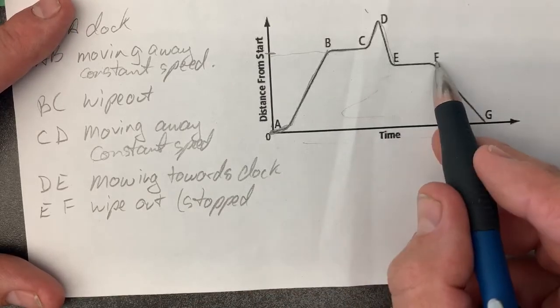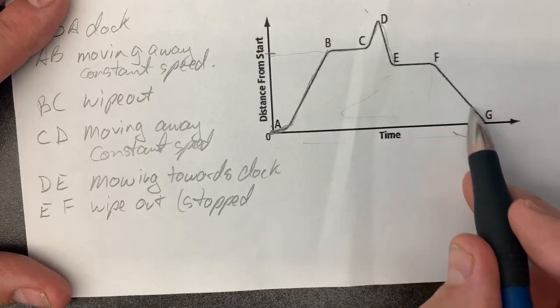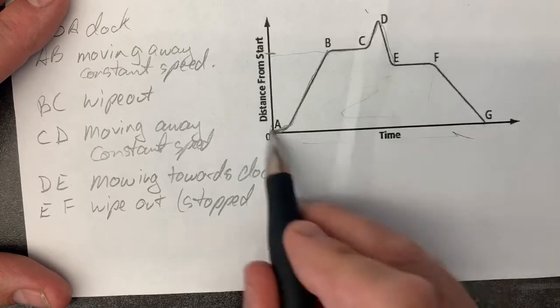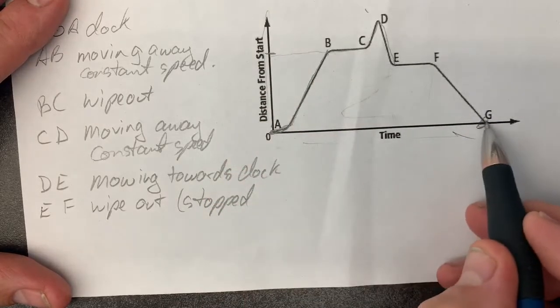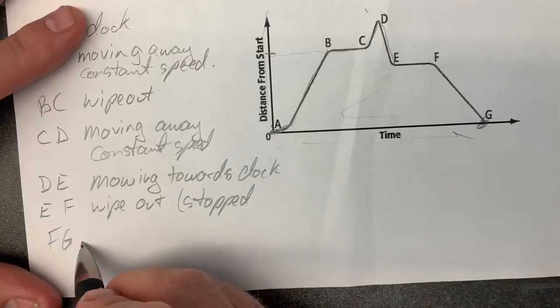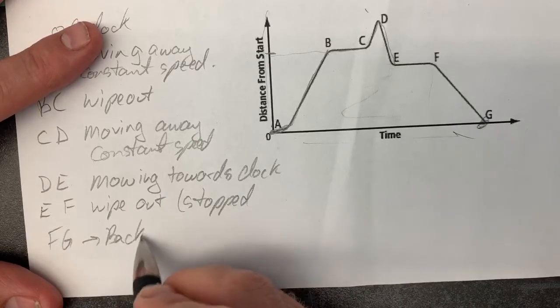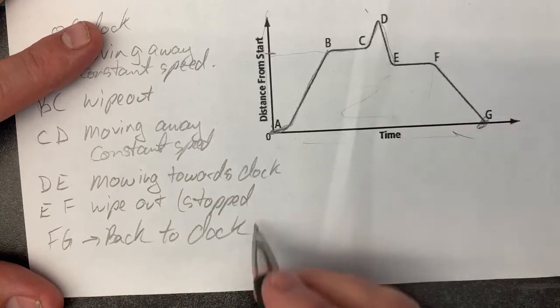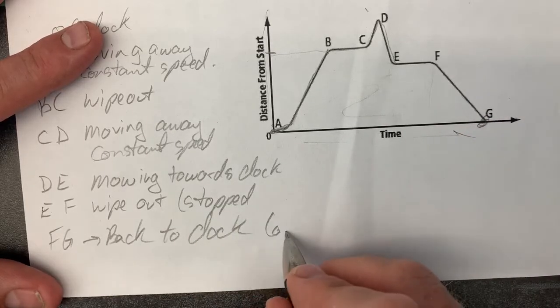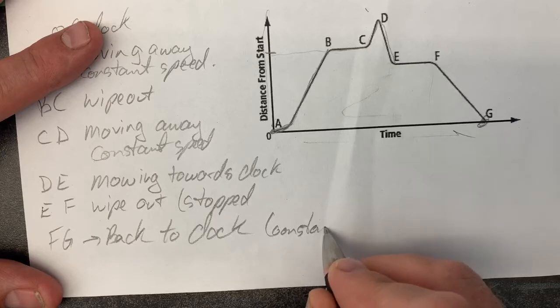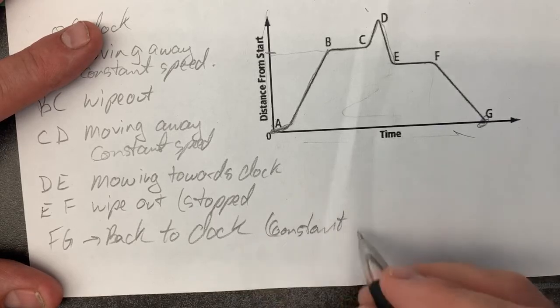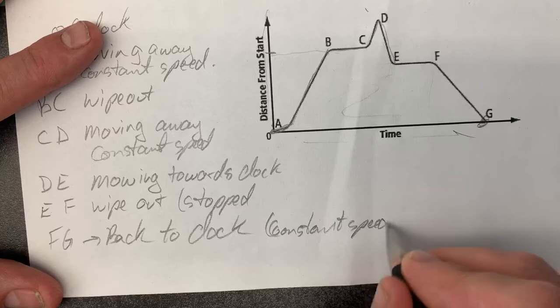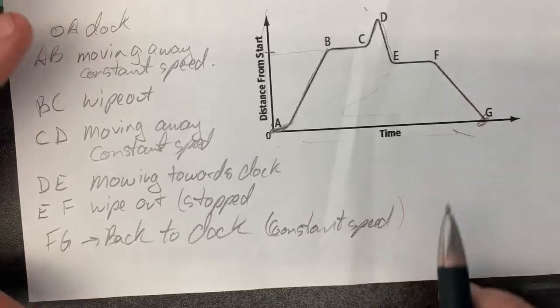Let's see, what's the last one? F to G, you come back and the distance is 0, so you're back at dock. F to G, back to dock. This is a straight line. It's at a constant speed. Anything straight line means it's going to be a constant speed.